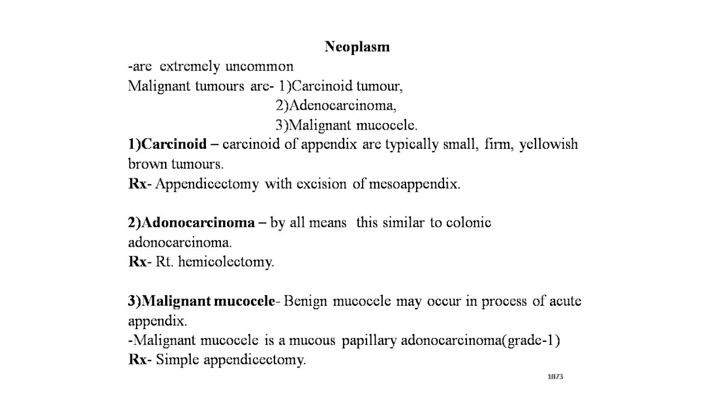The second neoplasm is the adenocarcinoma. By all means, this is similar to colonic adenocarcinoma. Treatment is right hemicolectomy. The third neoplasm of the appendix is the malignant mucocele. Benign mucocele may occur in the process of acute appendicitis. Malignant mucocele is a mucinous papillary adenocarcinoma grade 1. The treatment is simple appendicectomy.